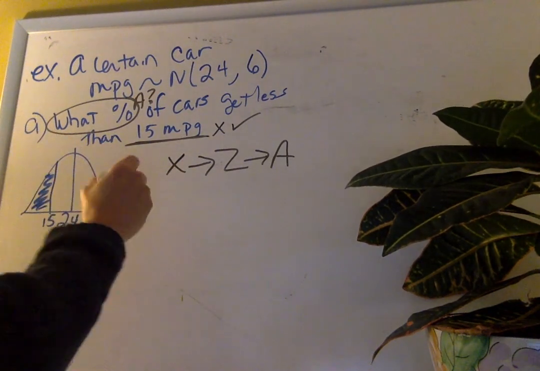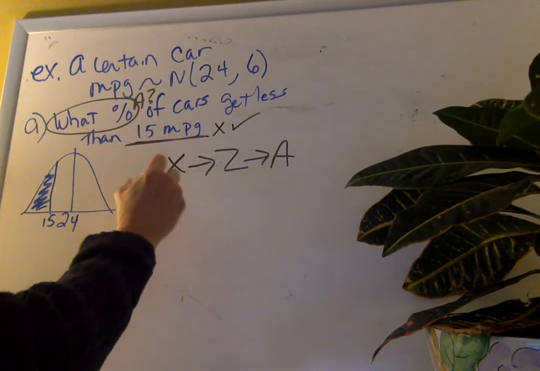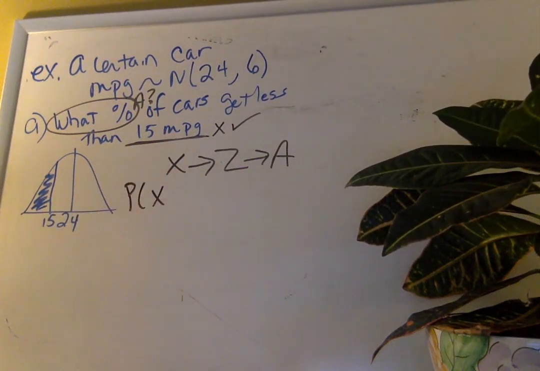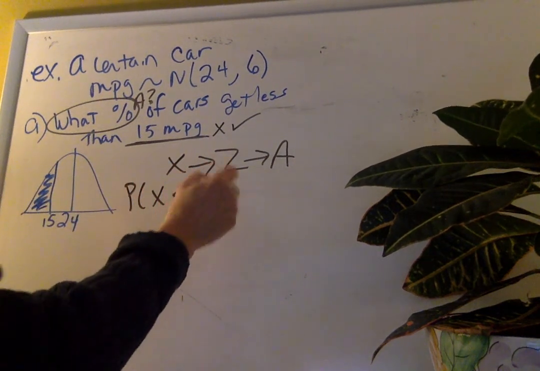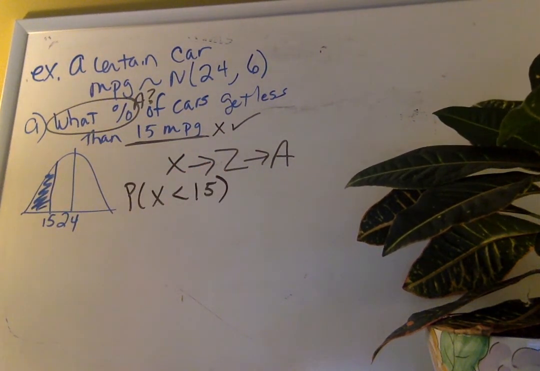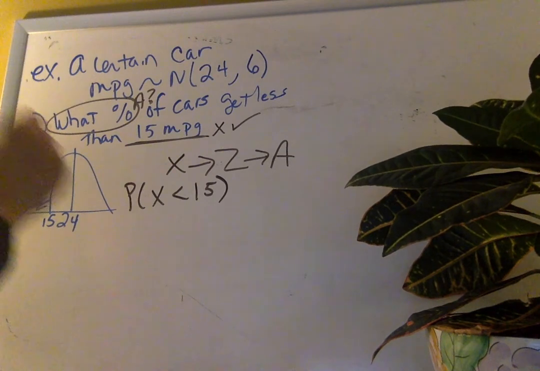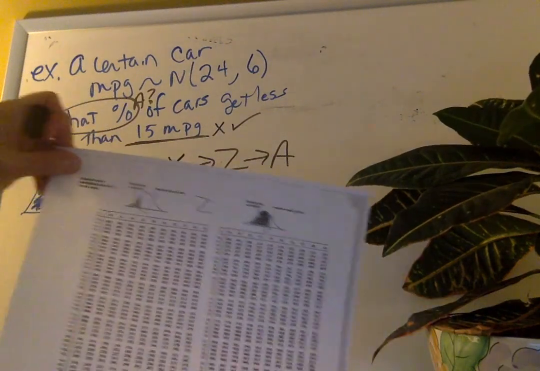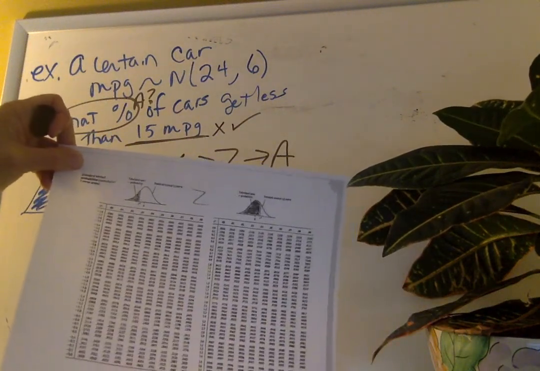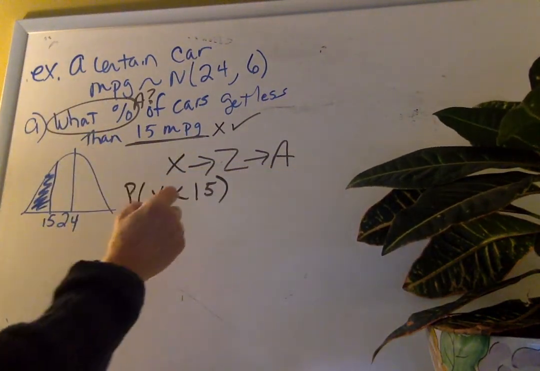I also am a fan of algebra, so I'm going to write P parenthesis, which means what's the probability that X is less than 15. I'm just rewording the question that was asked, right? Now, I can't work with X's. I can only work with Z's. That was discussed in the last video. How do I get Z's?